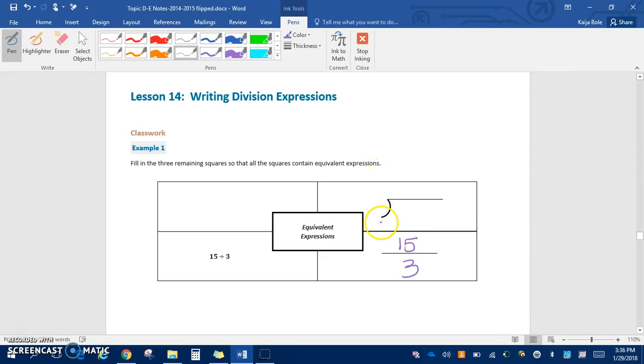Right? And then remember, if we're using the actual division bar, 15 would go on the inside, 3 would go on the outside. And then if we write it using words, we would say the quotient of 15 and 3. Alright, so just another way to organize how many different ways we can write out division.